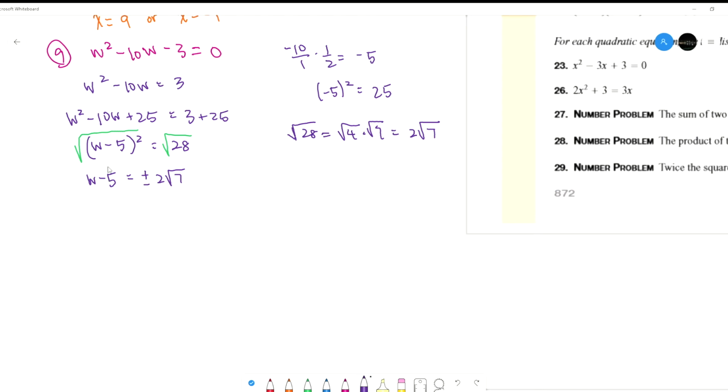Last step is to add 5 to both sides, right? W is equal to 5 plus or minus 2 radical 7. And we cannot combine those because they're not like radicals, right? 5 doesn't have a radical 7. Therefore, you just leave the answer like that. Any questions?